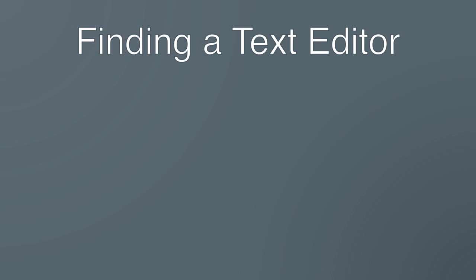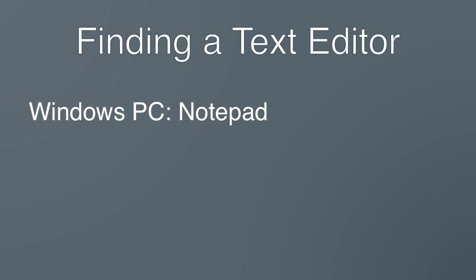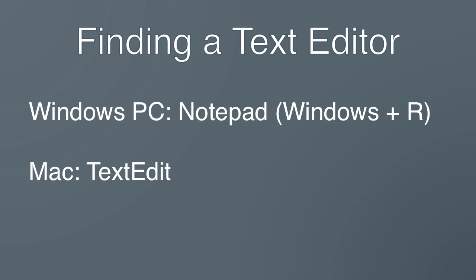If you're using a Windows PC, search through the apps on your computer for an app named Notepad. Or hold down the Windows key on your keyboard and simultaneously press the R key. This should open a run prompt. In the text field, type Notepad and then hit Enter or Return on your keyboard. If you're using a Mac, look in your Applications folder for an app named TextEdit. We should now all be on the same page with the text editor program open and running on our computer.